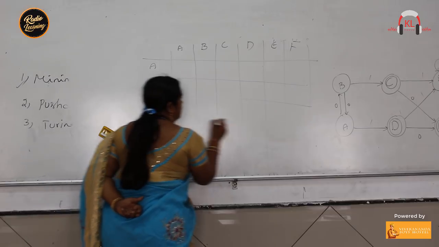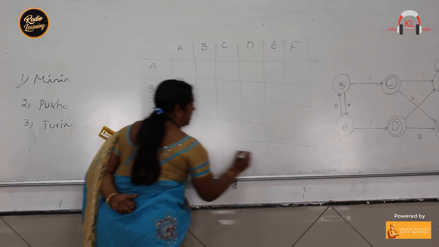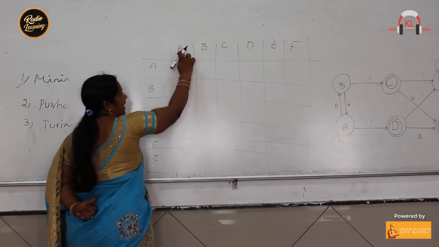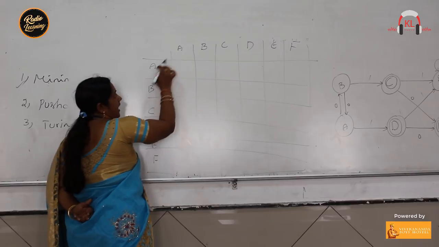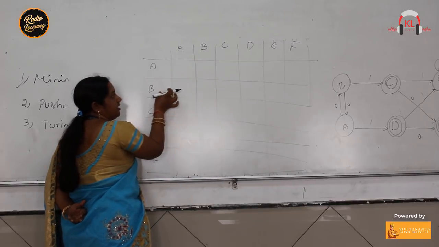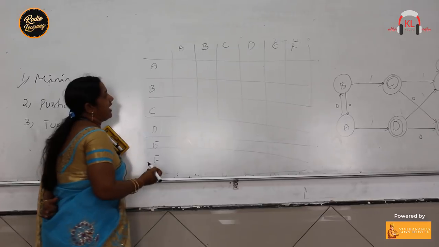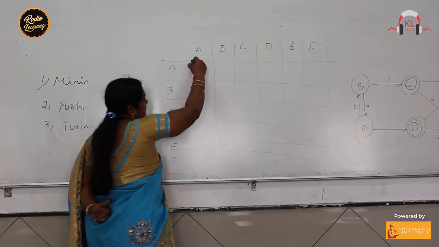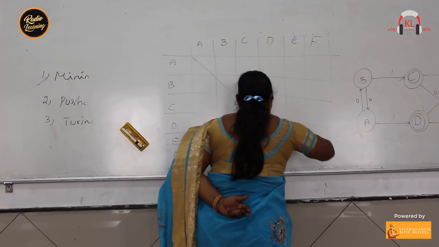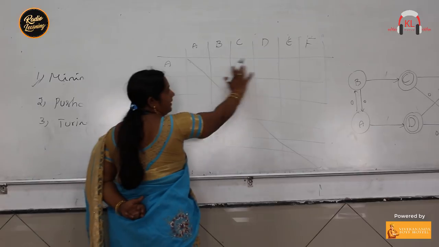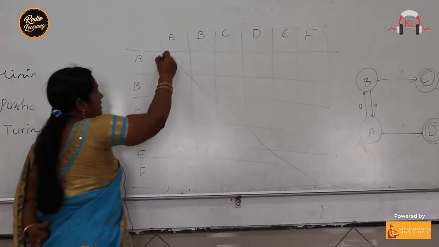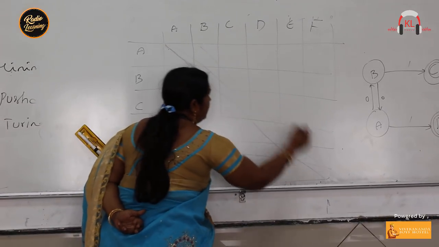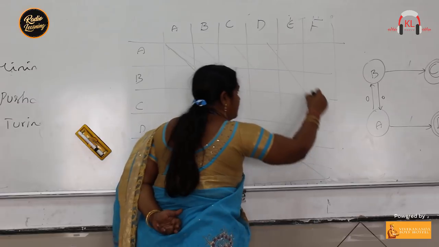Then I check whether any repetition of pairs exists. Yes: A, B and B, A are repetitions of the same pair. The cell A, B is repeated as B, A, so I would like to eliminate this repetition of pairs. I draw a diagonal like this and remove the upper part of the table. Whenever you draw the diagonal line and remove the upper part, that means we are eliminating the repetition of these pairs.